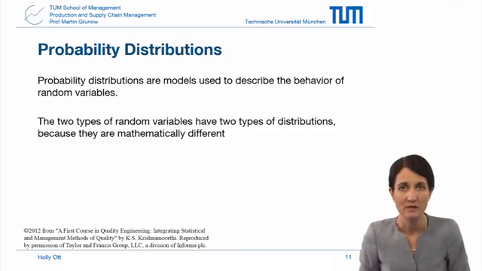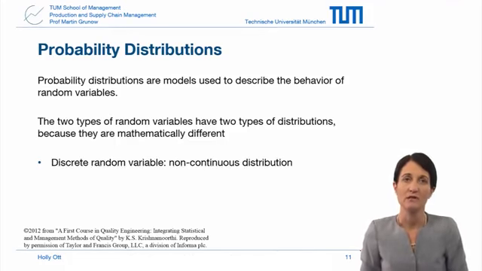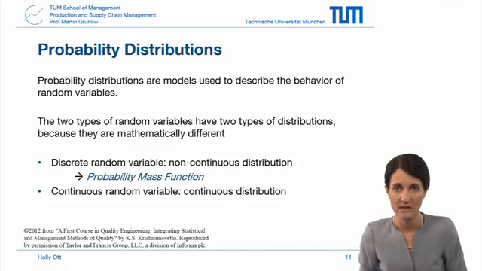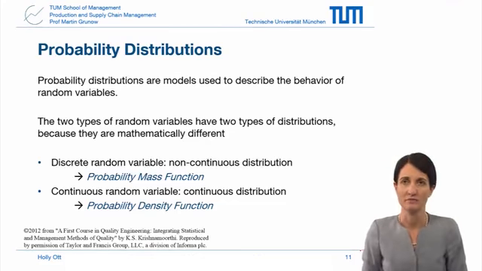Now, because the two types of random variables mentioned above are mathematically different, one being continuous and the other being discrete, we need to have two different types of models. Discrete random variables need a non-continuous distribution, known as a probability mass function. On the other hand, continuous random variables need a continuous distribution known as a probability density function. First, we will look at the probability distribution of a discrete random variable, the probability mass function.